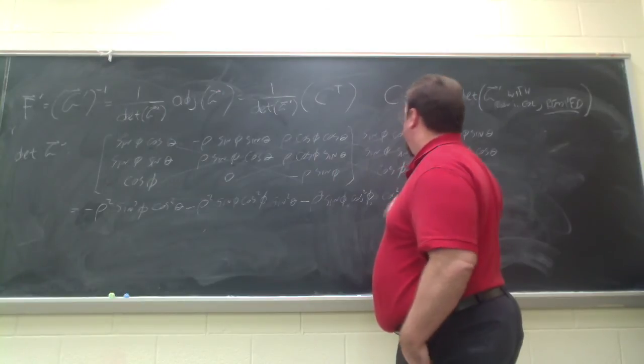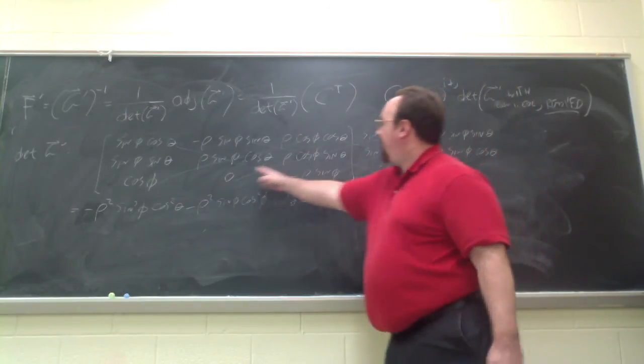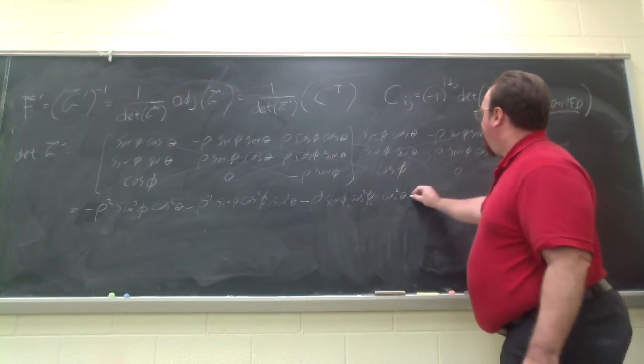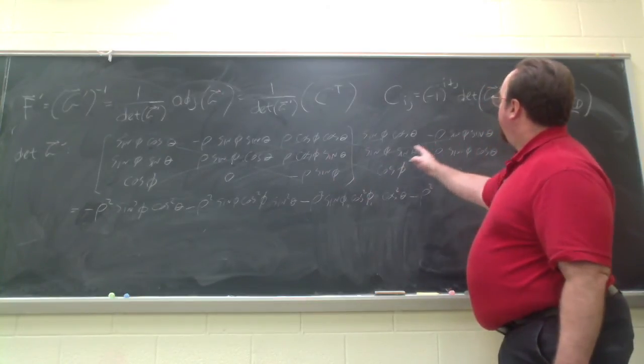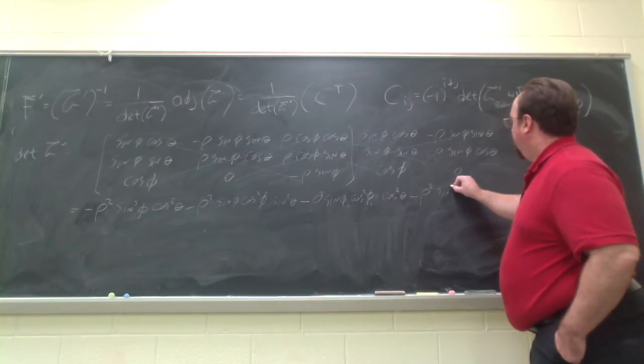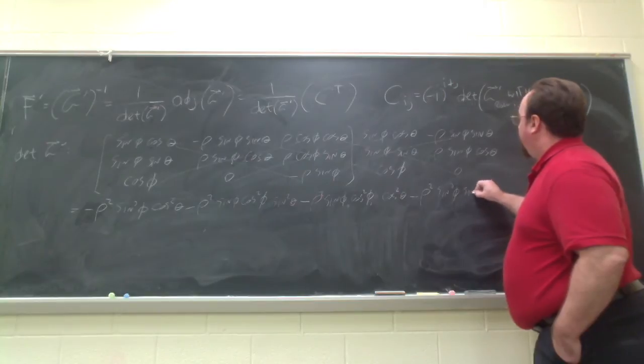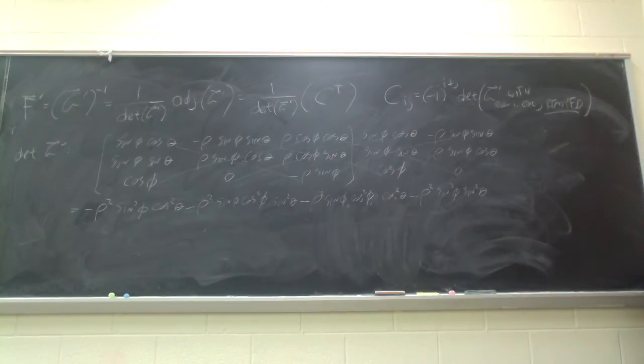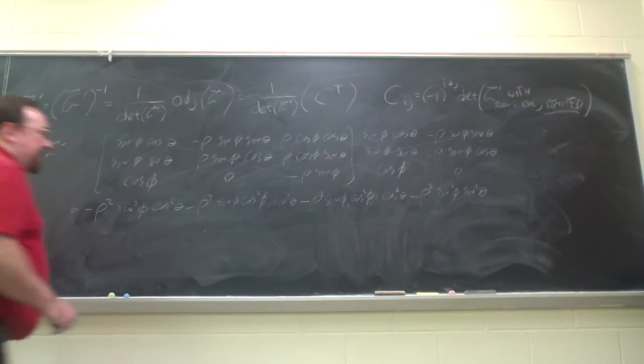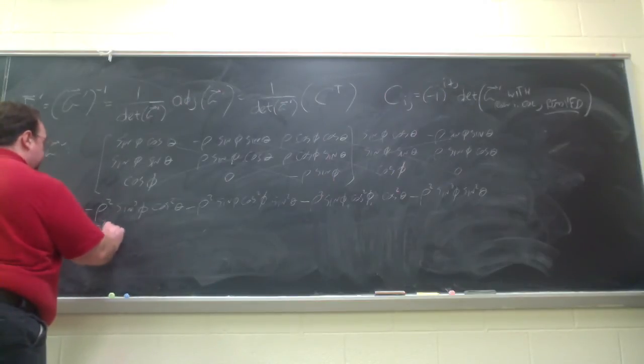Okay. Cosine squared theta. And then we finally have that's zero. And then this diagonal is going to be minus rho squared sine cubed phi sine squared theta. Okay. So that's your determinant. But now we should try to simplify it. And how can we do that? Take rho squared out of everything. Negative rho squared, and probably a sine phi, since sine phi is the least power. Yeah, sine phi we can take out. So minus rho squared sine phi.